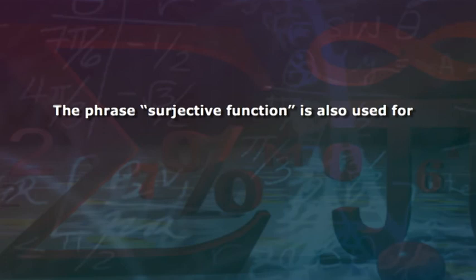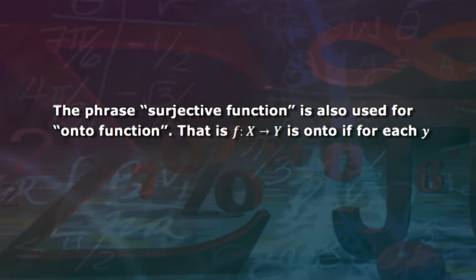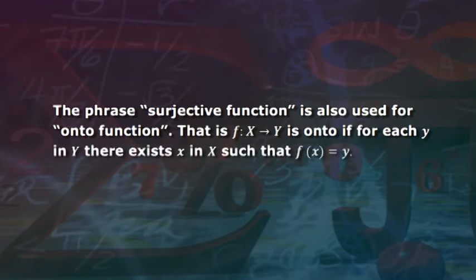2. In modern mathematics, one always specifies the codomain. We say that the function is onto if the range is the codomain. The phrase surjective function is also used for onto function, that is, f from X to Y is onto if for each y in Y there exists x in X such that f(x) = y.